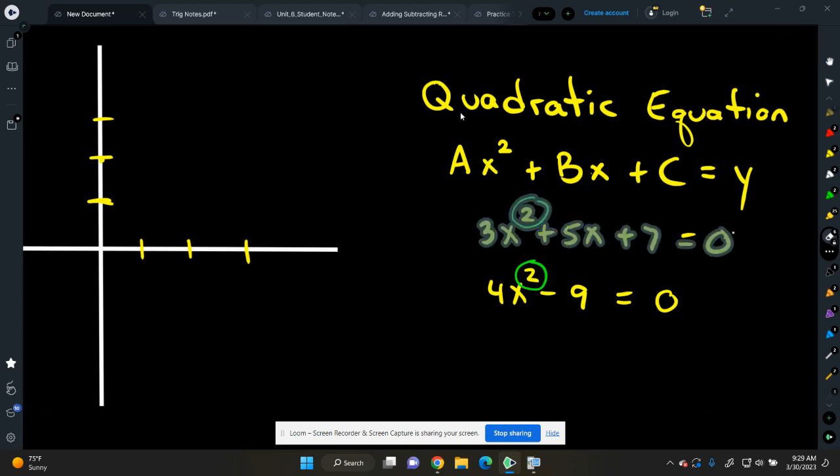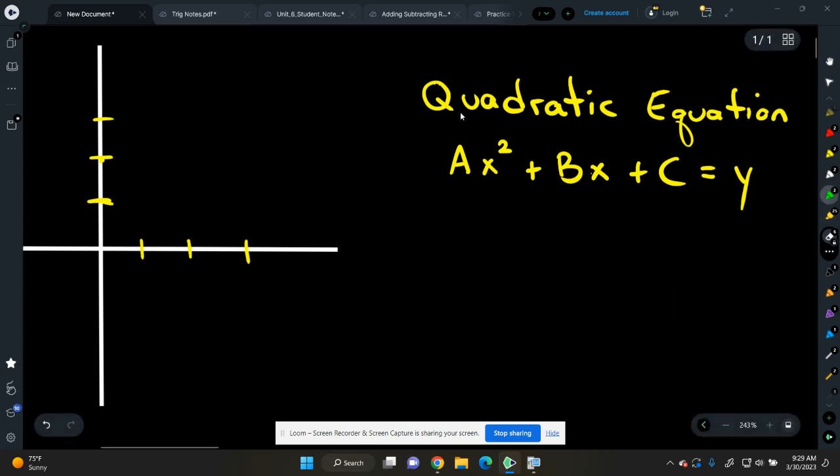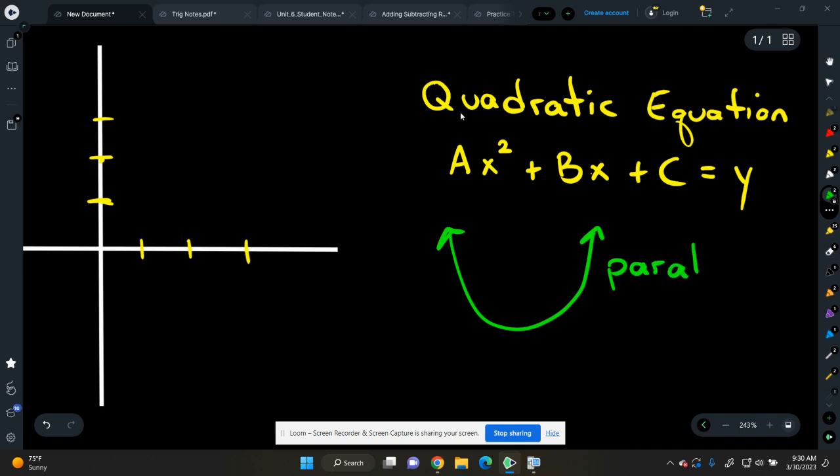A quadratic equation, when we graph it, looks like a parabola. That's a parabola, right? You can remember it's spelled like parabola. I don't speak Spanish fluently, but I like that word, parabola, right? It looks like a bowl. Bola looks like a bowl, right?